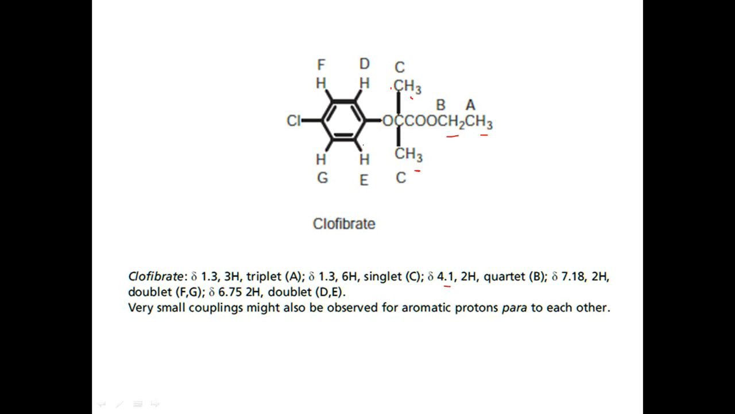Then the aromatic protons come, so this D and E are the same, and F and G are the same. At 7.18 a doublet is seen for the F and G protons, and at 6.7 for 2 protons, the D and E protons show a doublet.